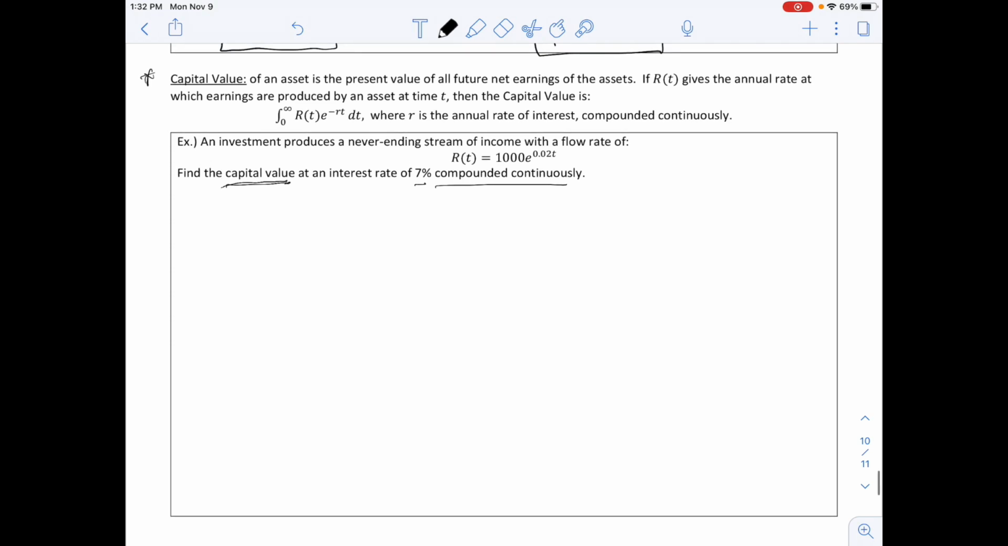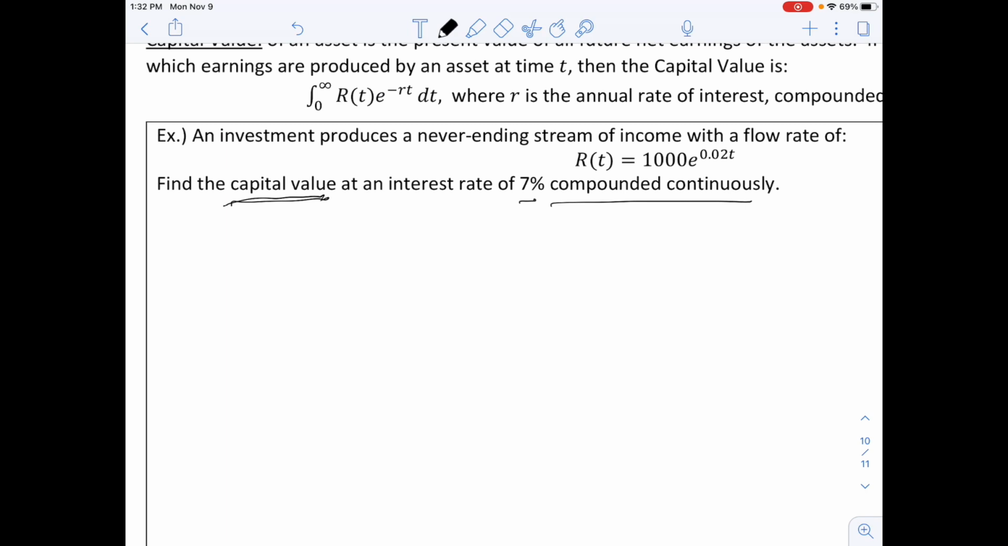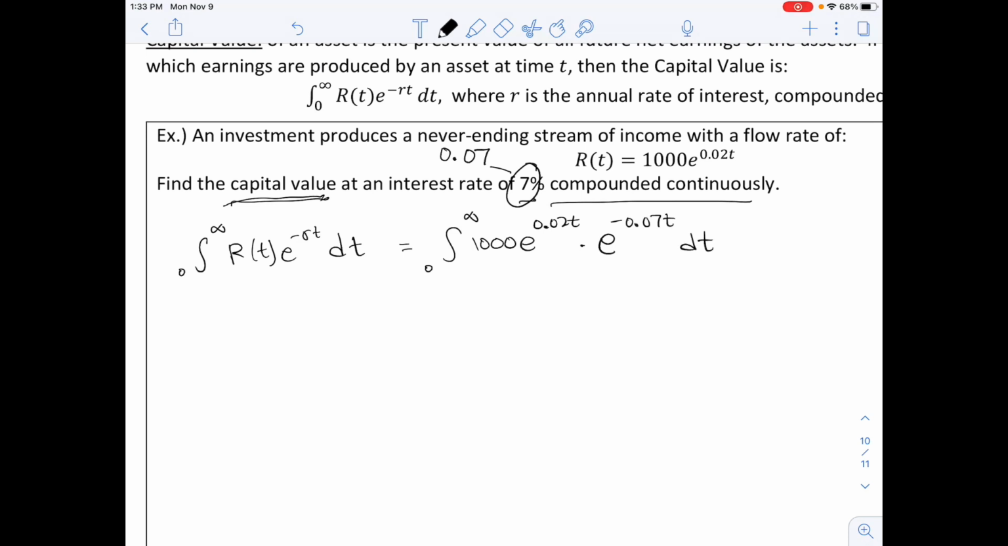I'm going to go ahead and zoom in, and I'm going to rewrite that formula that is right up above. Our capital value is going to be the integral from 0 to infinity of R of t e to negative rt dt. Substituting in what we do know, R of t was given to us right up above: it's 1000 e to the 0.02t times e to the negative 0.07, writing that percent as a decimal, t dt. Then, just like in the previous example, cleaning this up a little bit, we would have the integral from 0 to infinity of 1000 e to the negative 0.05t dt.